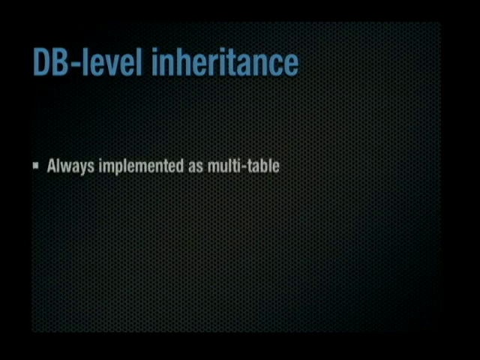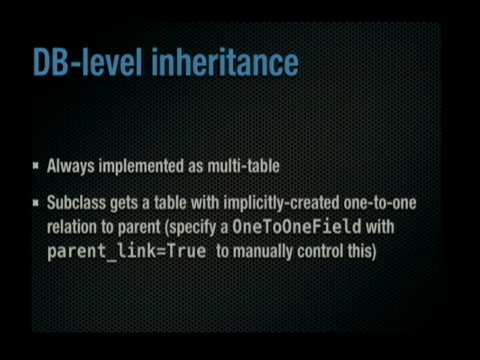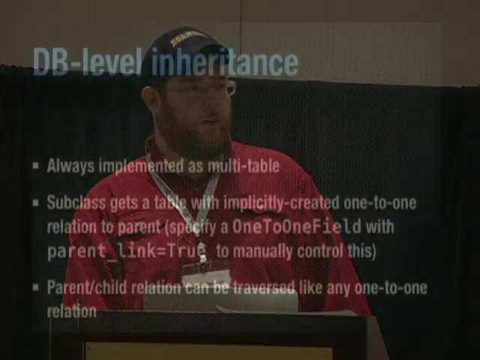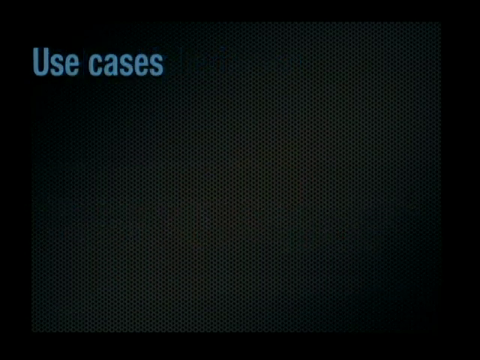Under the hood, this is always implemented as multi-table inheritance. We do not do single-table inheritance in Django. The subclass ends up creating a table with an implicit one-to-one relation back to its parent. Basically, you can specify a one-to-one field, and you can set parent link if you manually want to set this up. But basically, this is just the same as two tables with a foreign key that's unique on both ends. Parent-child relation, you can traverse that the same as any other one-to-one relation in Django.